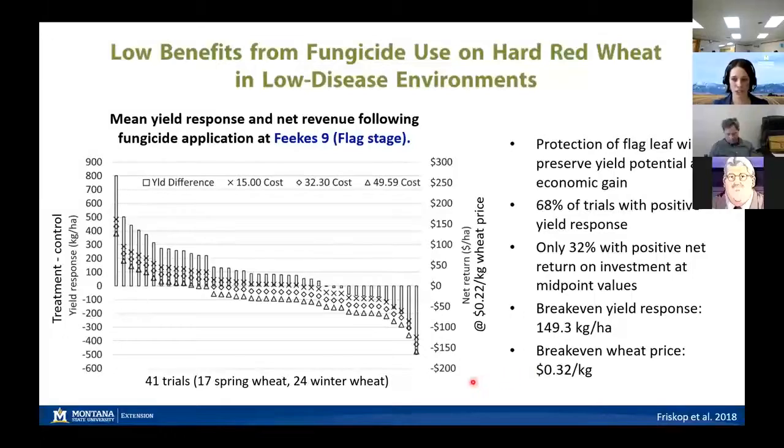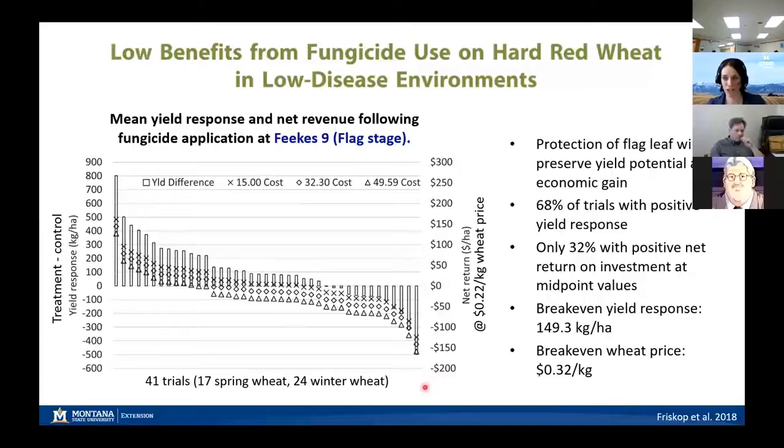Okay, so this graph is set up in a very similar way, only now we are looking at the results from fungicide applications at Feekes stage 9. A total of 41 trials was looked at, 17 spring wheat, 24 winter wheat. You will notice here that the application costs for fungicides are a little bit higher than in the previous slide. And so the calculations for net gain, etc., are based on these costs indicated here.